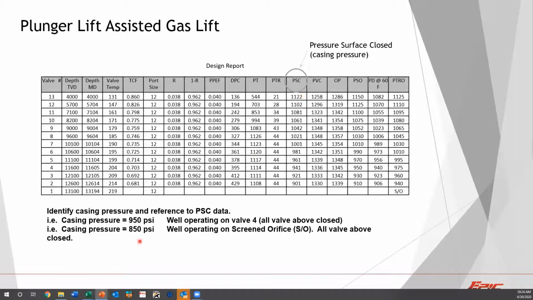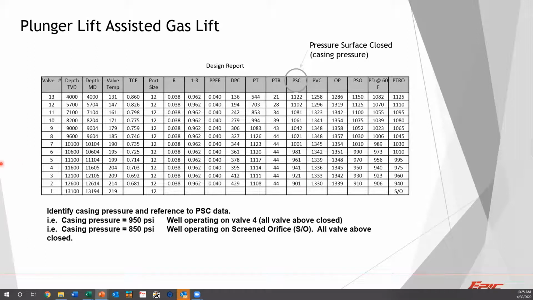So if I take a casing pressure, for instance, of 950 PSI, I can work my way down this column. As long as the value is greater than my casing pressure, it's closed. So I can come all the way down to valve 4, 961, so my valve is closed. Next valve is 941, my casing pressure is 950, greater than this value, therefore these valves here are open. So this becomes my injection point. So in this case, I'm injecting on valve 3. Now if I've got 850 PSI, that is less than all of the pressures in my PSC column, and therefore I'm injecting on my orifice. So I'm optimal for my GAPL system.